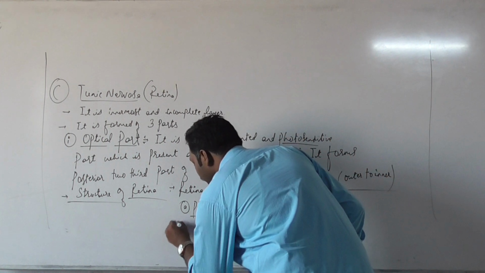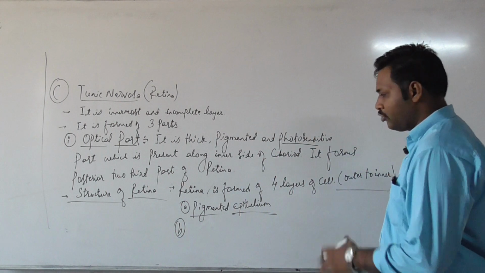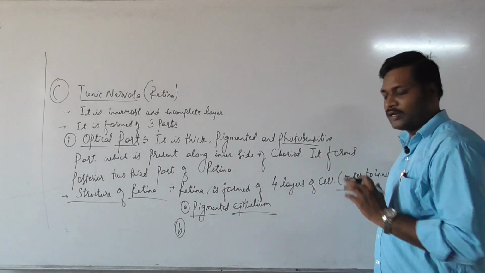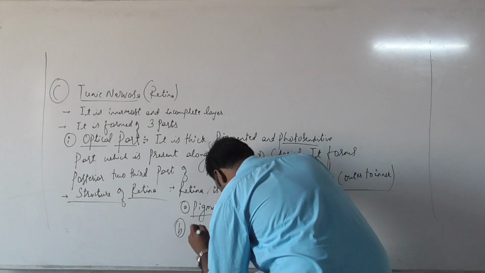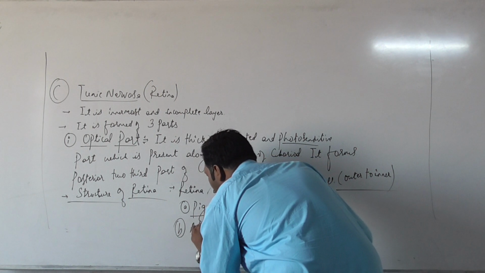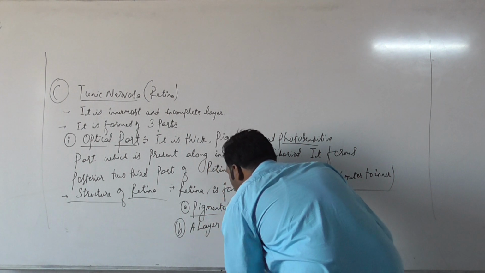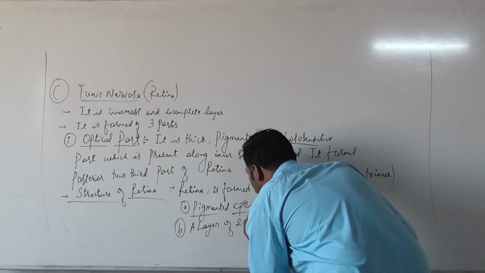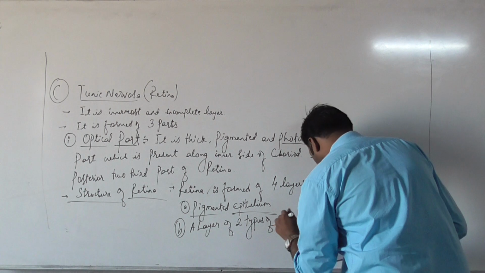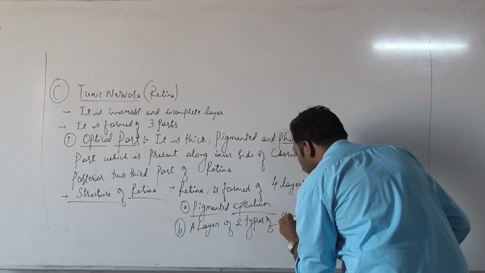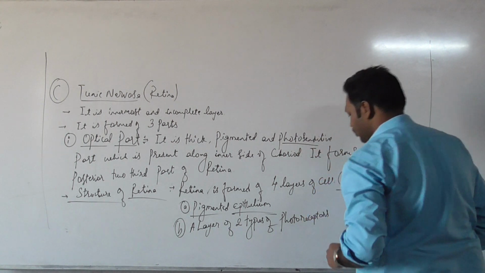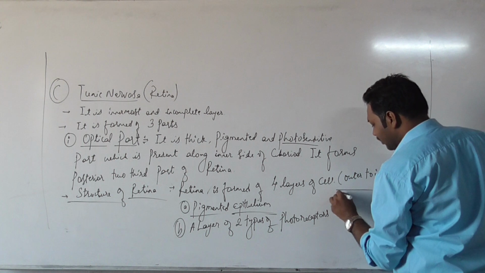Then second, I hope you can see this. Just pause the video. Whatever you are not getting, you can pause the video and write down. So, pigmented epithelium. Next to that is a layer of two types of photoreceptors.